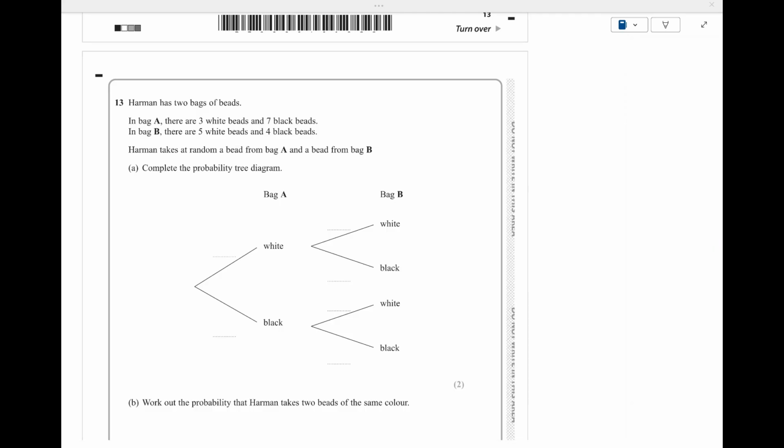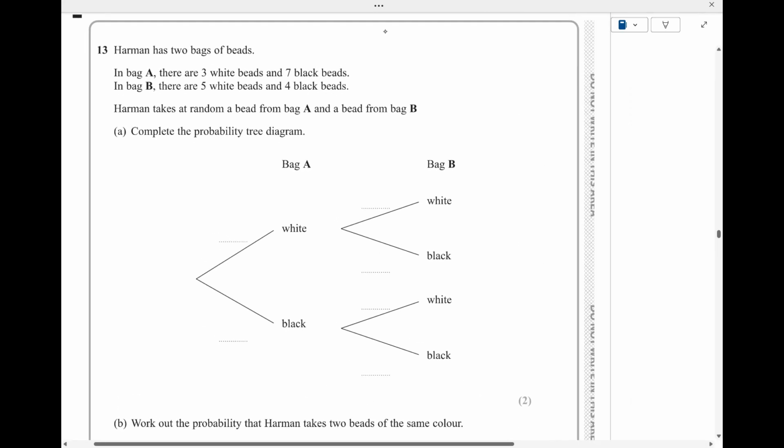Question 13. Now we've got 2 bags of beads. Got bag A, we've got bag B. Going to take a bead from bag A and then a bead from bag B. So when I take my bead from bag A, the probability of getting a white is 3 out of how many altogether? 3 out of 10. So the probability of getting a black is 7 out of 10.